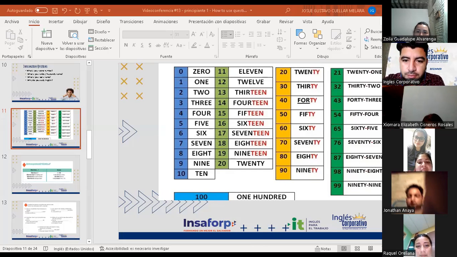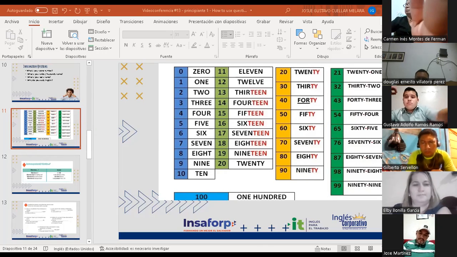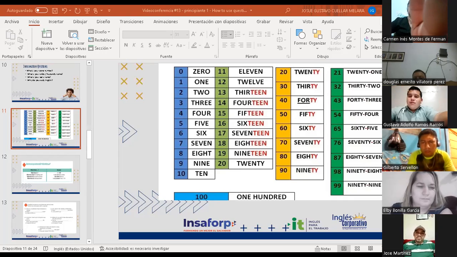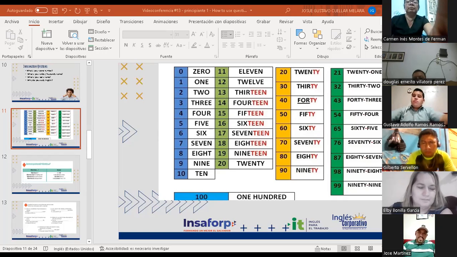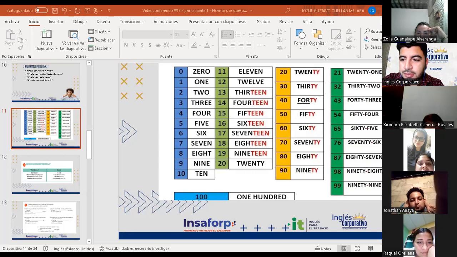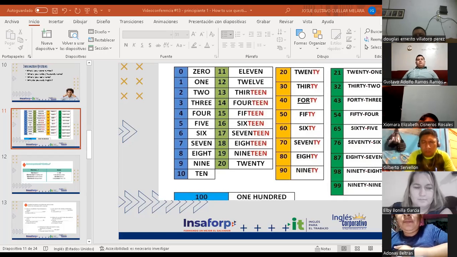A ver, Santos. 99. Ok, 99. Good. Henry, ahí tienes uno. ¿Ok, Henry? 75. Ok, good. Tienes uno ahí, Gustavo. 15. Ok, 15, good. Juan, tienes uno. 65. Ok, ya va a aparecer. Carmencita, ¿tienes otro? Ninety-nine. Good. José, ¿tienes uno? 88. Good.